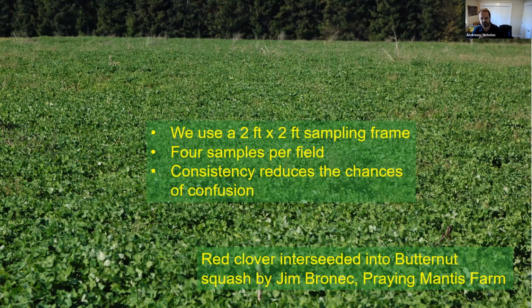This was a red clover cover crop interseeded into butternut squash by Jim Bronick at Praying Mantis Farm. And that's in April. Beautiful stand in what would otherwise have been a bare field. He's going to talk a little bit about that. So when I'm sampling a field, I walk to the far end of the field and then walk back and try to find 4 kind of representative areas to take a sample.